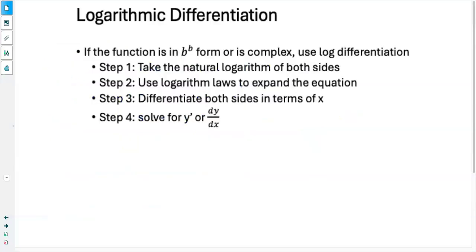Okay, next we're going to talk about logarithmic differentiation. So if a function is in b to b form or is complex, we want to use log differentiation. So first thing is we're going to take the natural log of both sides, then use log laws to expand our equation. We'll then differentiate both sides in terms of x, and then solve for y prime or dy dx. So we'll do a couple examples of this.